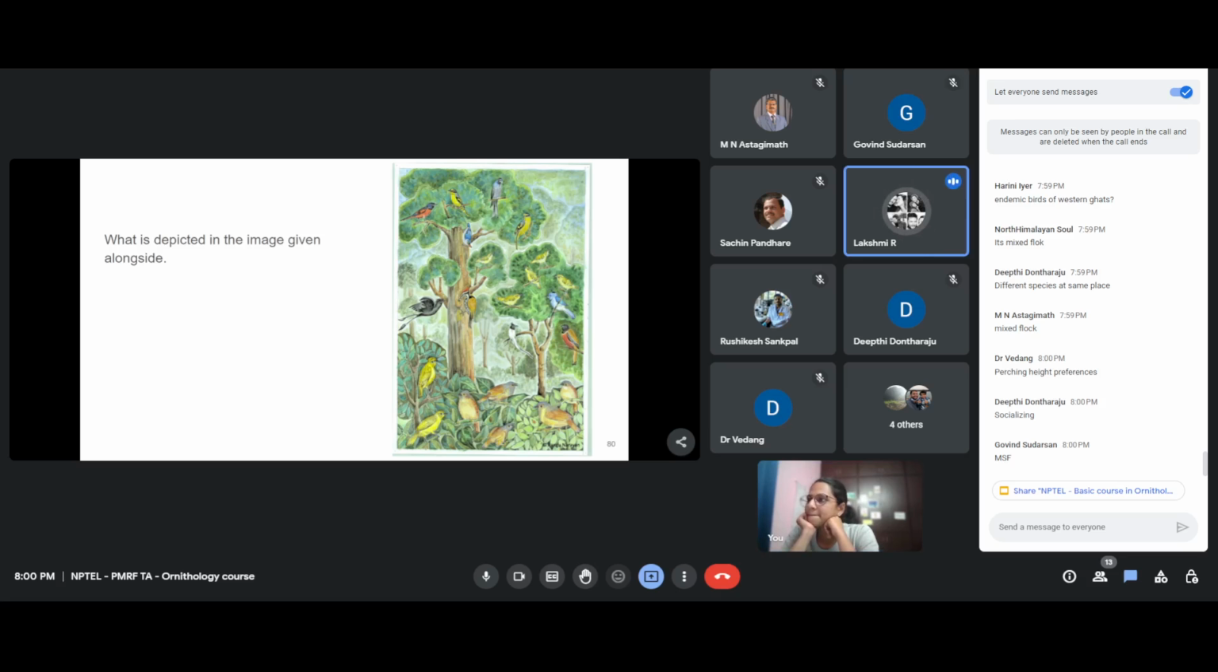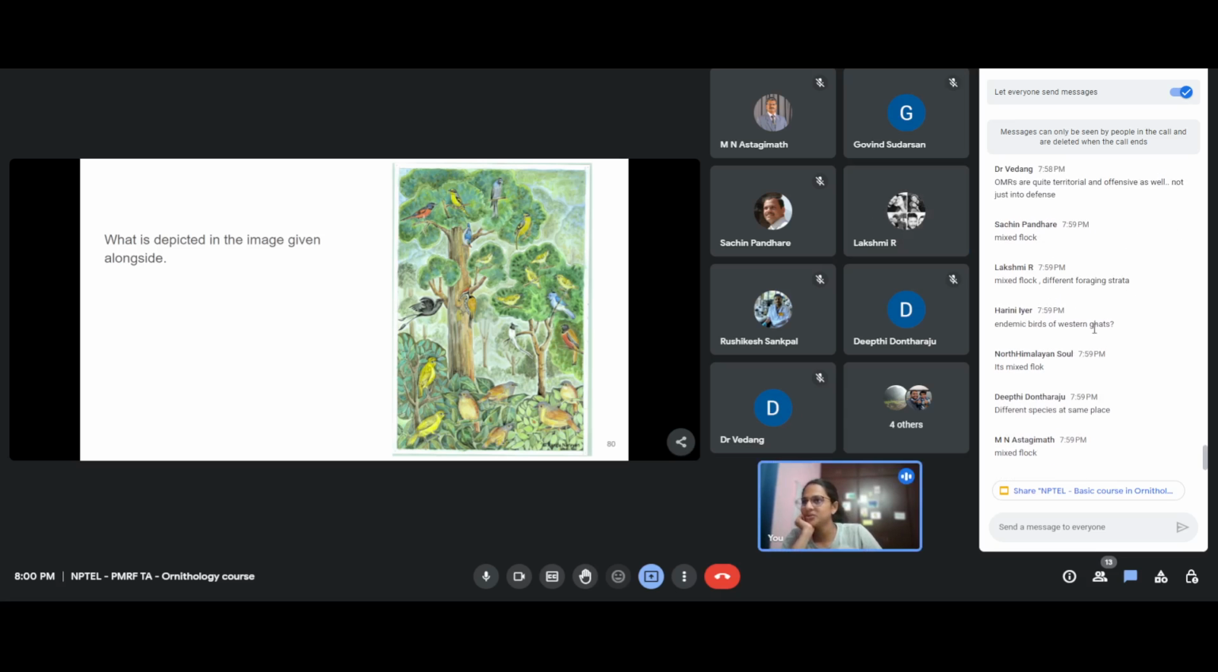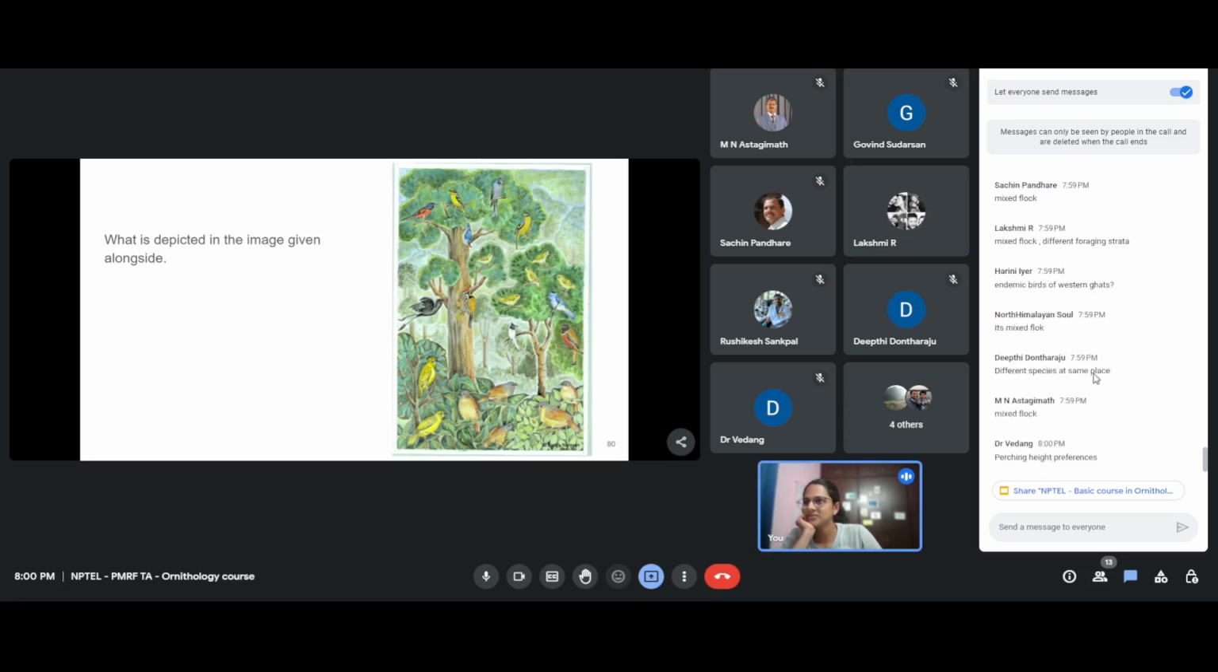Ma'am, doesn't it show different niches? Lakshmi, I lost you, but yes, different niches. You are absolutely correct, and mixed foraging species flocks do occupy different niches, as we were discussing earlier. I don't know if you can hear us. Hello? Okay. I'm audible, right, to others? I'm assuming you all can hear me. So yeah, I think whatever Lakshmi mentioned is correct.